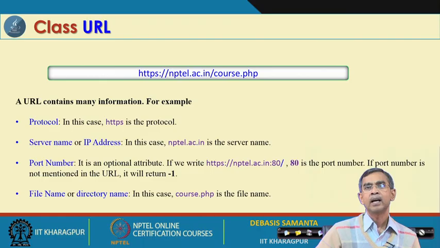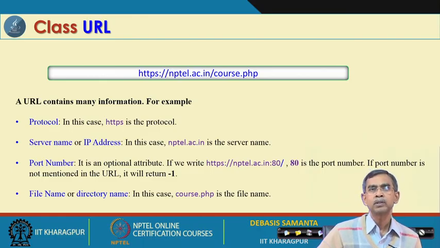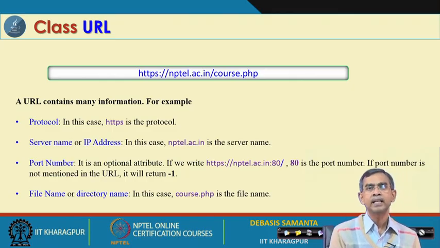So, the first point in a URL is which protocol it follows. For example, in this example, as you see, there are two parts in this URL. HTTPS is the protocol that it follows, followed by the resource location. This resource location is basically nptel.ac.in/course.php. This means that in this location there is a file available, which a user, a browser, a party can access. The name of the file is course.php.